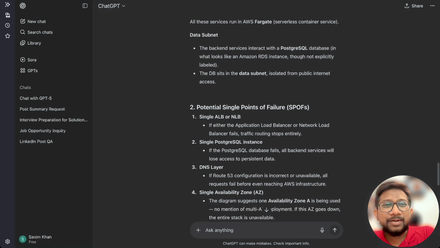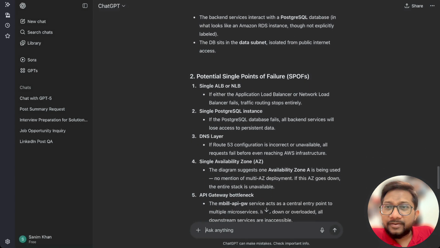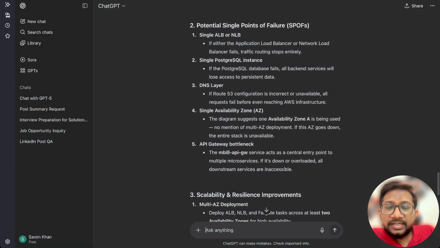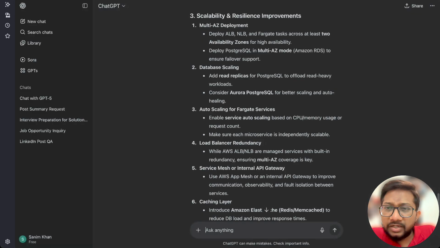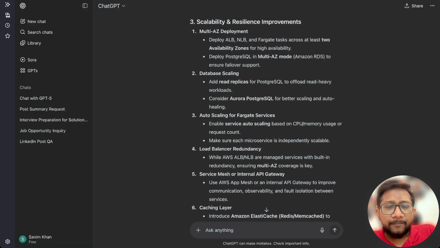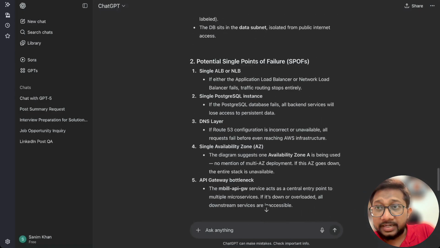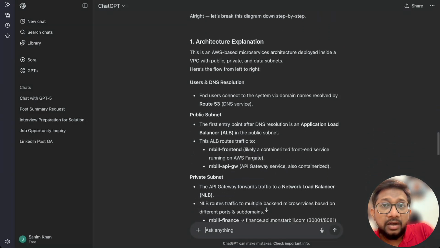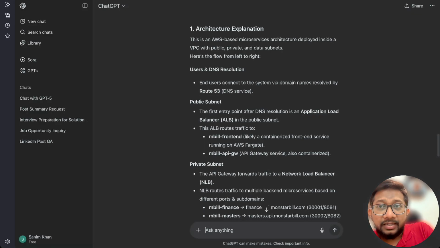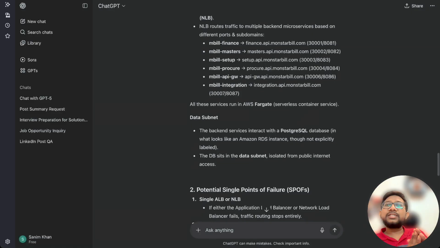It caught the single points of failure I was hoping it would notice: the single ALB and NLB, the single PostgreSQL instance, and the fact that everything happens to be in one availability zone. The improvement suggestions are also spot on. Multi-AZ deployment, database read replicas, auto scaling for Fargate services, and adding a caching layer. These are exactly the kinds of recommendations you'd expect from a senior cloud architect.